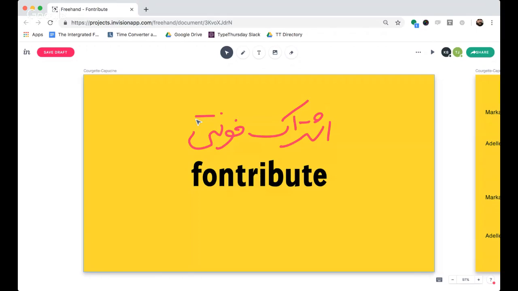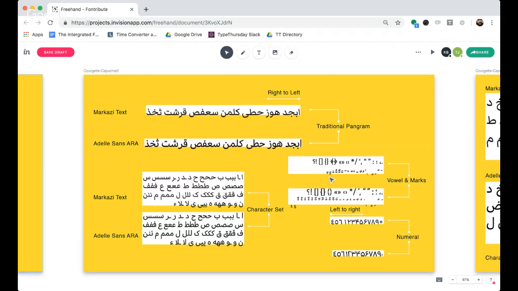Thank you. Awesome. So I asked Kourosh to draw up what the Arabic translation of Fontribute would be. That's what you're seeing on the slide right now. So Kourosh, what are we going to talk about today? So we are diving into the world of Arabic font, script, and a bit of writing system. And we are going to compare Markazi Text and the Adobe Sans Arabic. And we are going from there to see what's happening during the session.